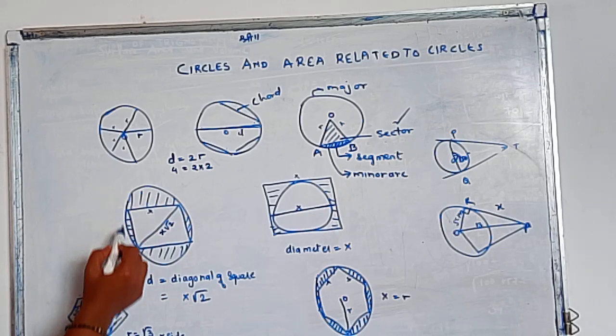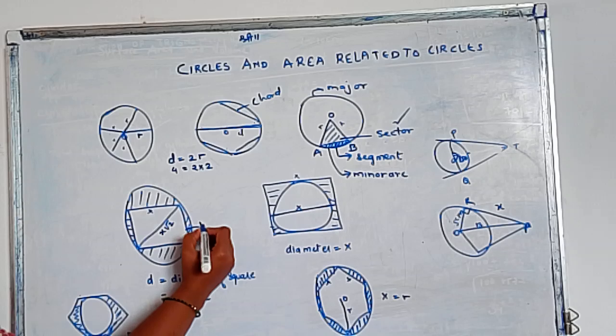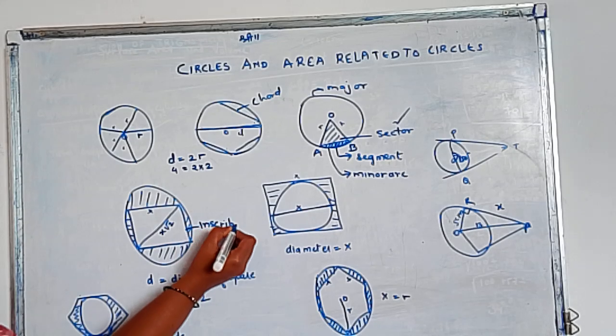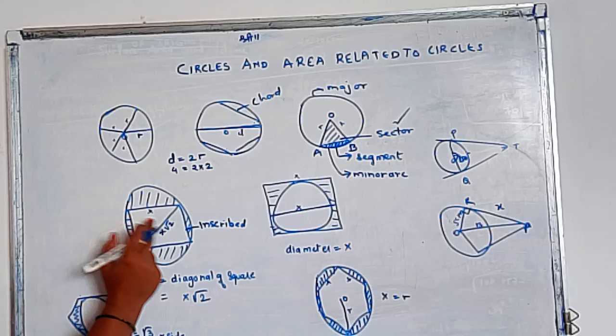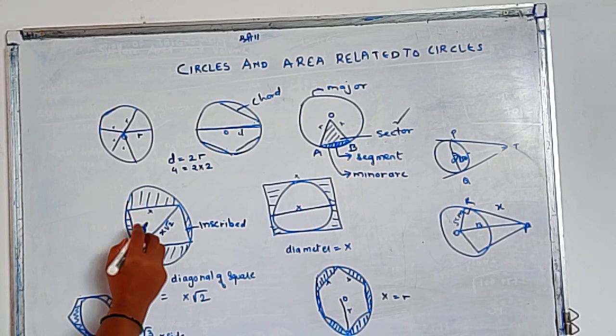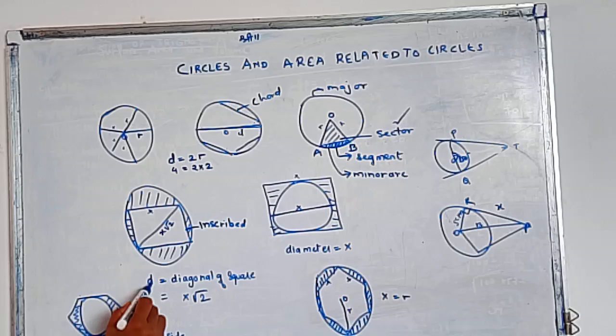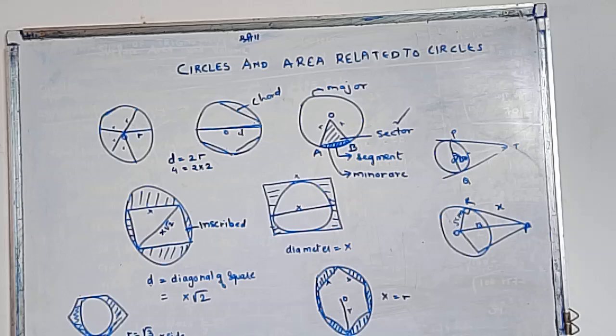If a square is inscribed, means if a square is inside a circle, then the diameter is equal to the diagonal of the square. So diameter of the circle is equal to diagonal of the square, which is x into root 2. Please remember this because we are going to solve sums on this.